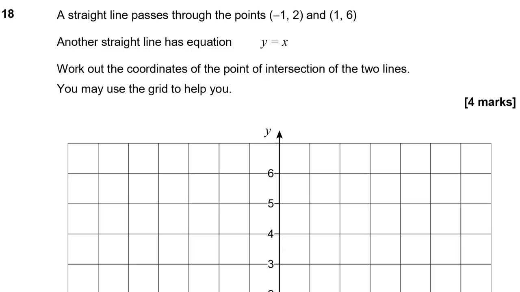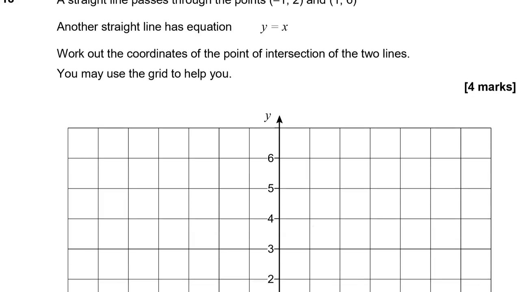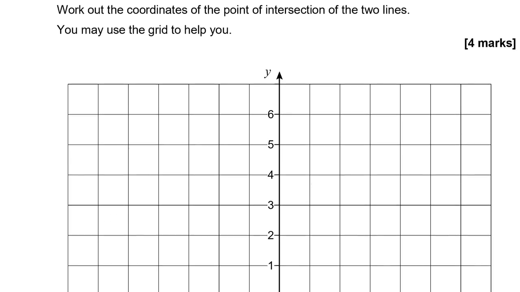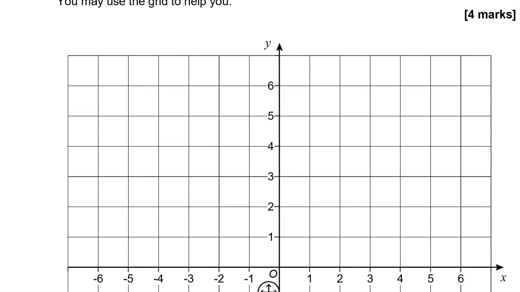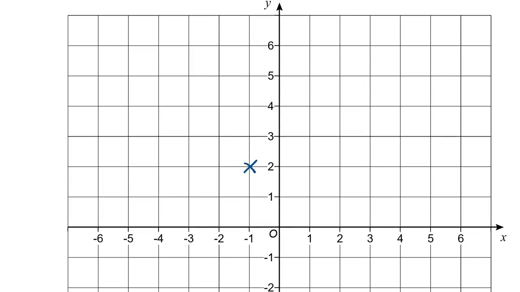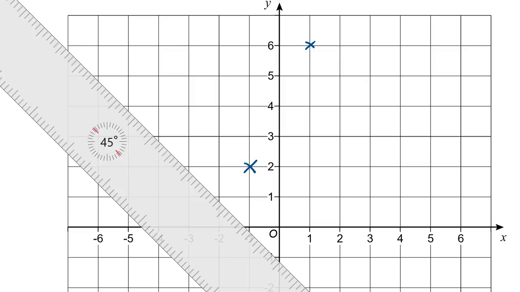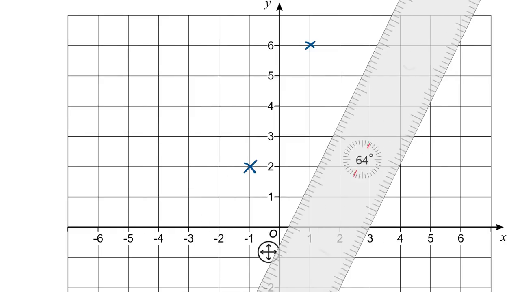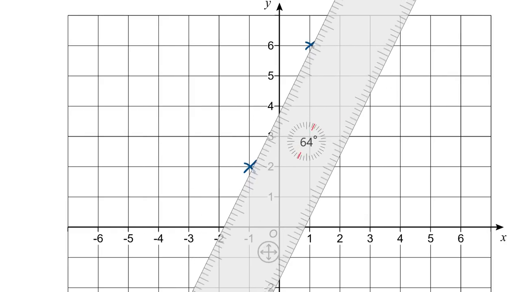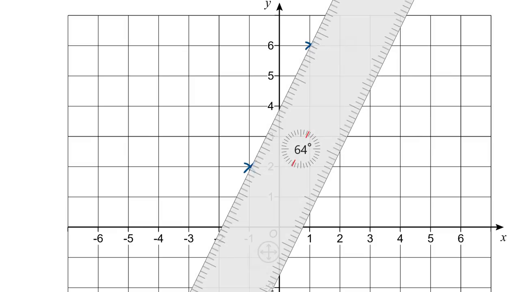Okay, so we need to draw a line then through the points minus 1, 2 and 1, 6. Let's mark those on first. Minus 1, 2 is here. And then the second point was 1, 6. 1, 6, it's up here. So we need to draw a line through those two points. So I get my ruler out, lining them up between those two points and drawing my line.